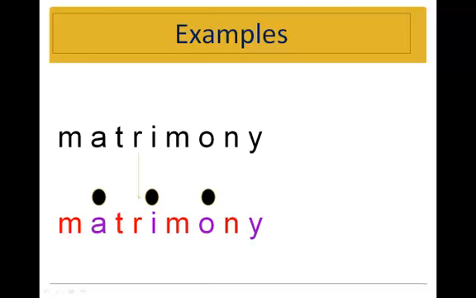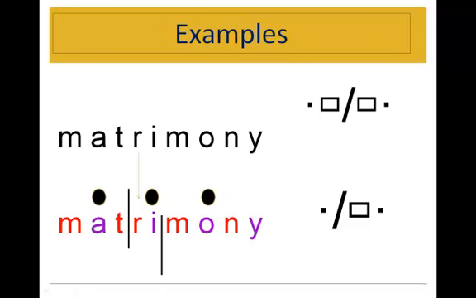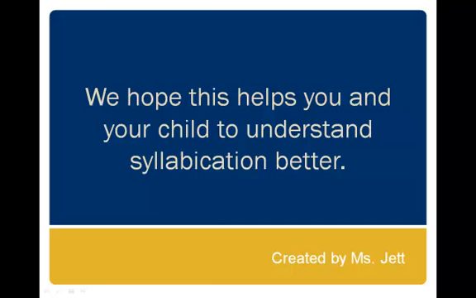There are two consonants between the A and I, so we split those up. There's one consonant between the I and the O, so we usually split after the first vowel, the I. The last vowel follows the same pattern. We finish by coding the consonant following the vowel and the last syllable. The syllable ni is strange because it's a sight syllable. The word is matrimony. We hope this helps you and your child to understand syllabication better.